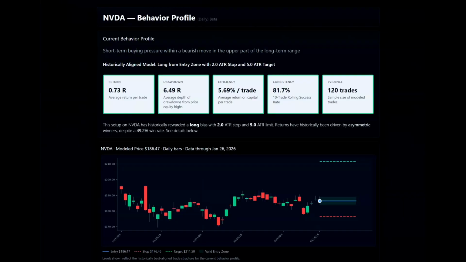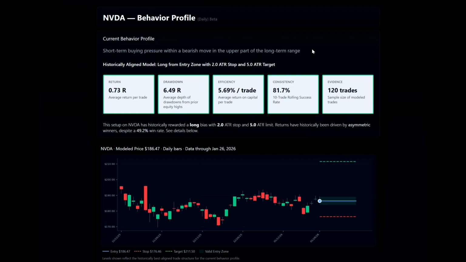This is a quick look at what the report looks like and a walkthrough of what you see when you pull up the report. So first thing is the symbol that we're using, a behavior profile on a daily time frame, and we're currently in beta mode. So we first talk about the current behavior profile, and that is with NVIDIA. It's short-term buying pressure within a generally bearish move in the upper part of the long-term range.